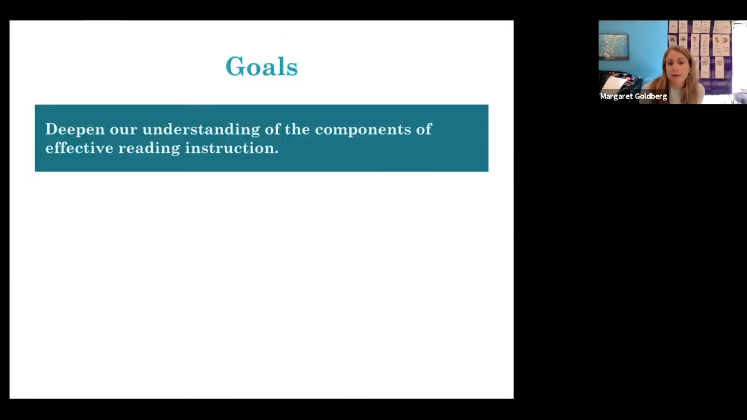So when we think about the goals for today, one goal that we have is to deepen our understanding of the components of effective reading instruction. We may know a lot about these components. Sometimes it's helpful to hear somebody else talk about it so that you're like, ooh, that's the nugget that I needed to have in order to be able to explain things clearly and concisely to people that I work with.